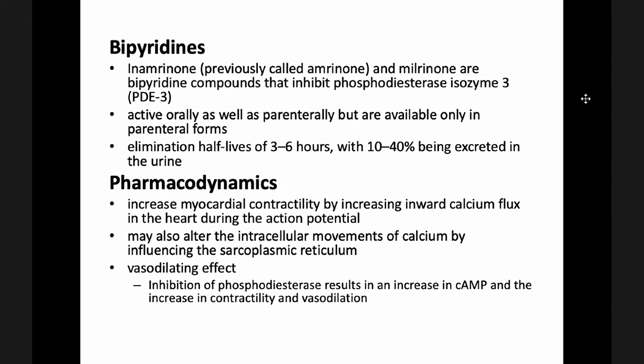So your bipyridines. So your inamrinone is a bipyridine. It was previously called amrinone, and milrinone are bipyridine compounds that inhibit your phosphodiesterase isozyme 3. They are active orally as well as parenterally, but are available only in parenteral form. So the elimination half-life is 3 to 6 hours, with 10 to 40% being excreted in the urine. So the drug would increase the myocardial contractility by increasing the inward calcium flux in the heart during action potential.